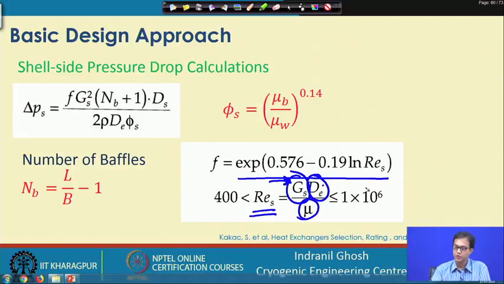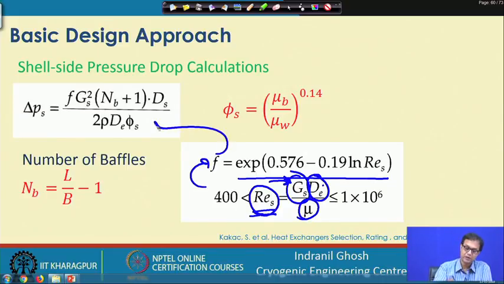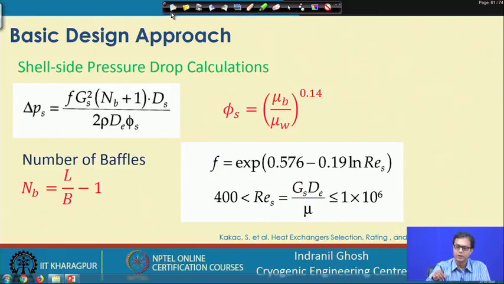So, once we know the Re_s, the shell side, then we can calculate the friction factor, then we can calculate the pressure drop on the shell side and we have to see whether it is within the allowable limit. So, now we can get back to our original discussion.